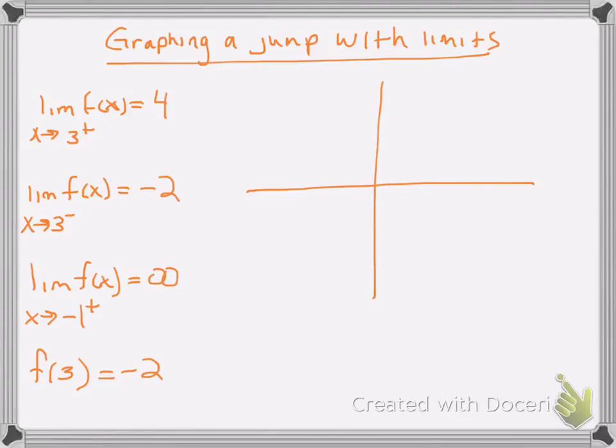All right, so this one we're going to do is we're going to graph using limits, and within these limits we're actually going to have some jumps. We've got a couple limits up here. One says we're approaching 3 from the right, we're going to go to 4. We approach 3 from the left, we're going to go to -2.